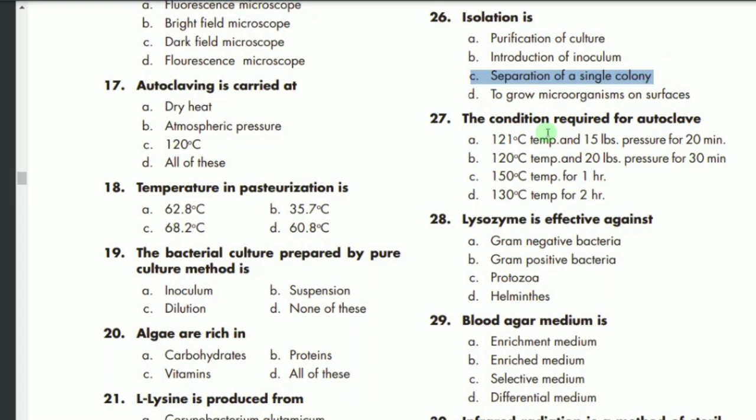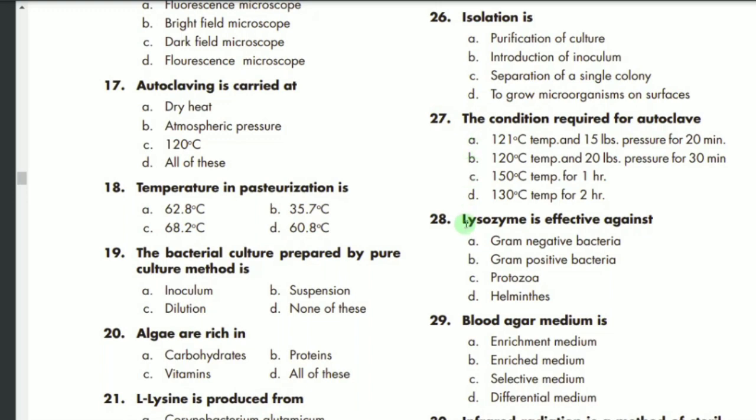The condition required for the autoclave. For the autoclave, the condition is almost 121. This is wrong because here 15 minutes is important. 120 temperature is also wrong. 150, 130. Okay, 150 is the correct one. Why? Because in this case the microorganisms also die. So we can say that C is the correct option. Don't be confused. 121 centigrade, we know that 121 centigrade pressure is also fine, but 20 minutes in some cases is okay, but in most cases we require 15 minutes. So this is not the correct option. The correct option is C.